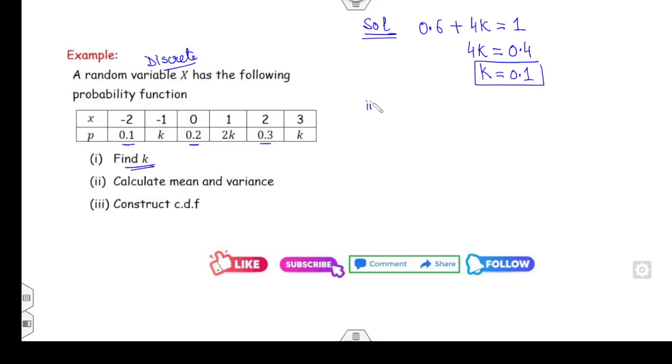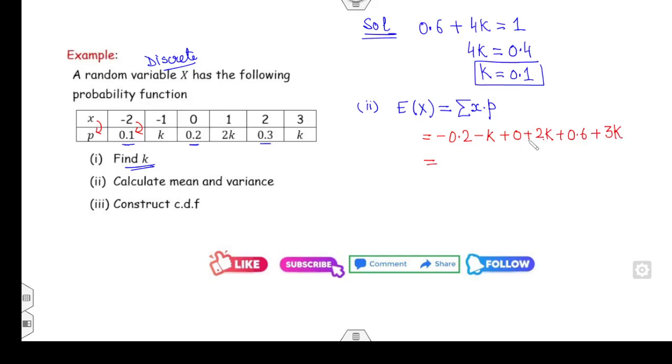Second part is calculate the mean. So E of x, that is x into p. Fine, you can multiply x into p. The first number will be minus 0.2, then minus k, then 0, then 2k, then 0.6, and then the last number is 3 into k.